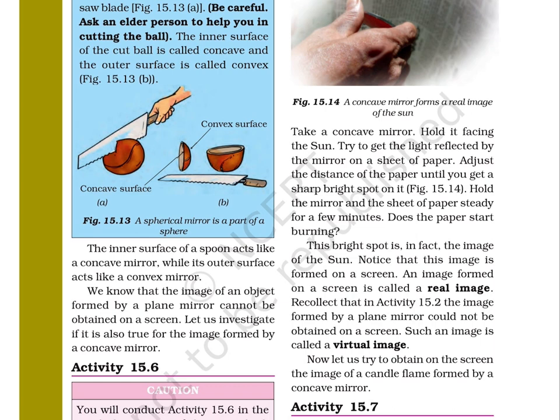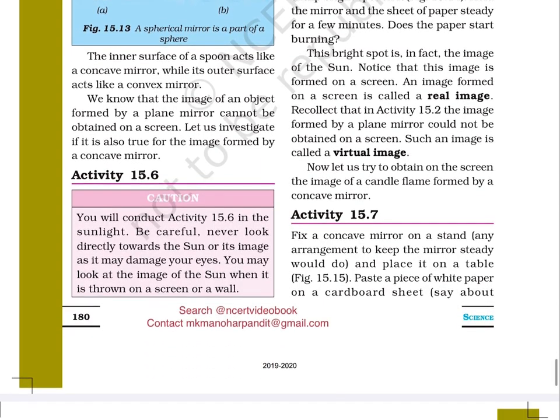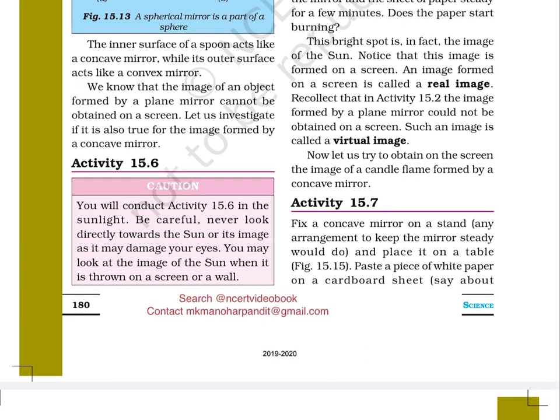Here we can observe someone cutting a ball. After the ball is cut, the inner side of the ball is the concave surface and the outer side of the ball is convex surface. The inner surface of a spoon acts like a concave mirror while its outer surface acts like a convex mirror. We know that the image of an object formed by a plane mirror cannot be obtained on a screen. Let us investigate if it is also true for the image formed by a concave mirror.